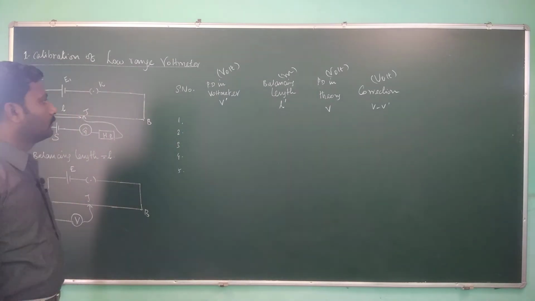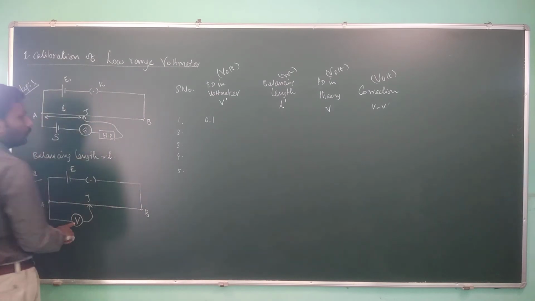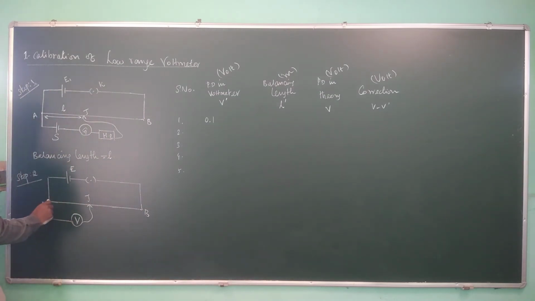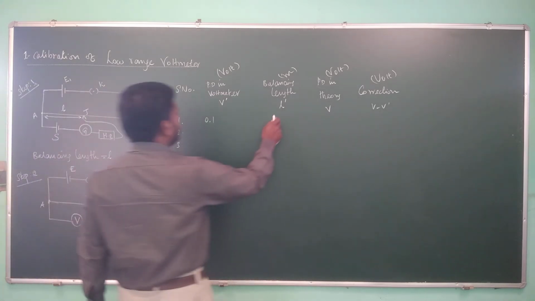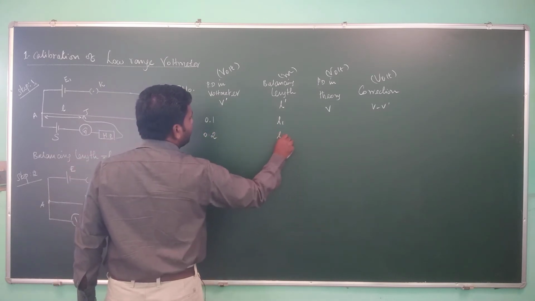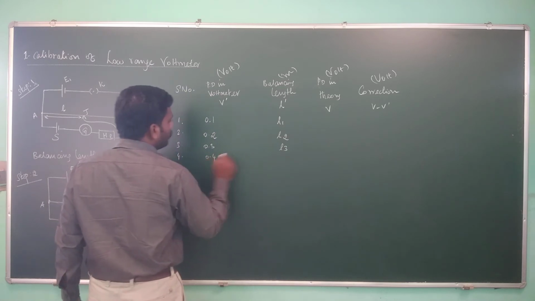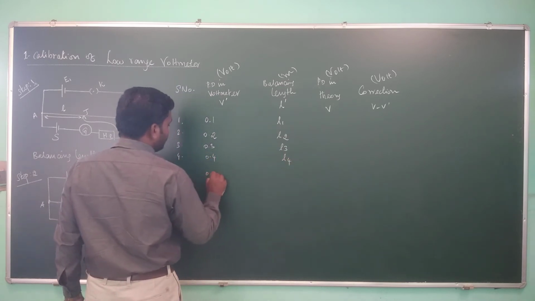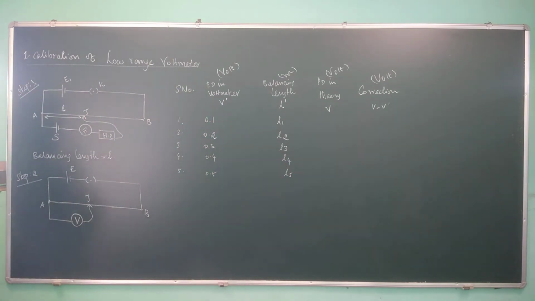Now let's set the value in the voltmeter as 0.1 volt. We are slowly moving this sliding jockey, and we are monitoring the voltmeter. When it comes to 0.1 volt, we write the length corresponding to that, and you can write L1. Similarly, for 0.2 volt, L2, 0.3 volt, L3, 0.4 volt, L4, 0.5 volt, L5. In that way, we can take the readings.